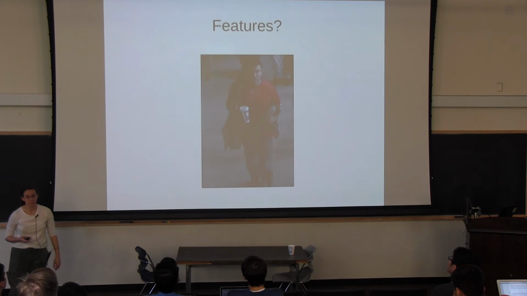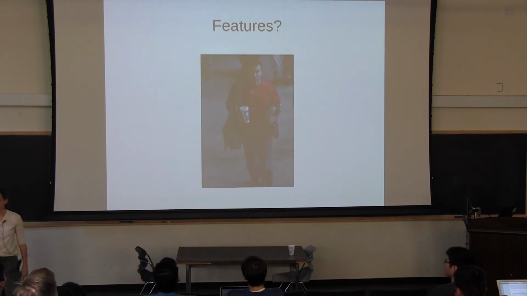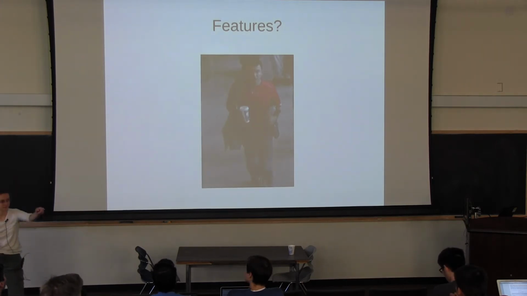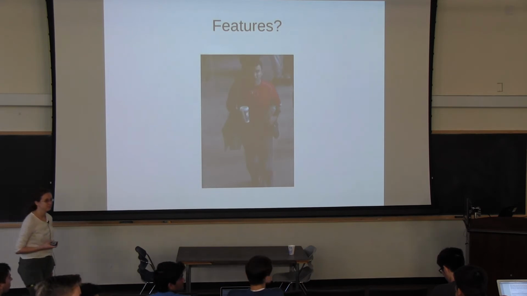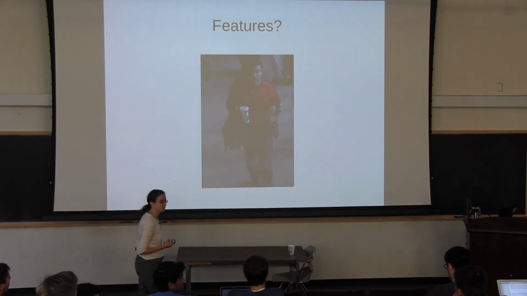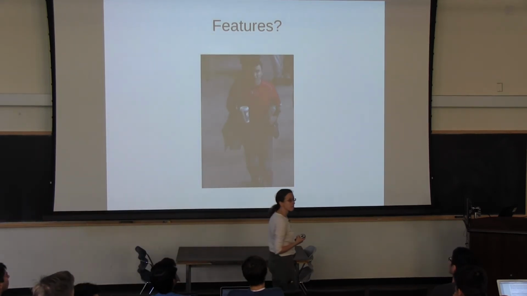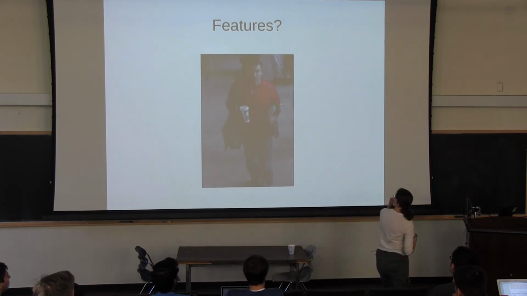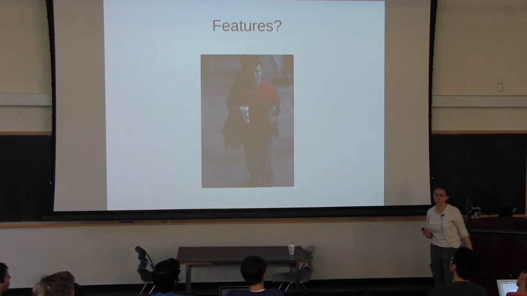So what about features? What features could we use? A human's most likely to be upright, looking for something vertical that stands out from the background. Yeah, so you could look for something vertical that stands out from the background.